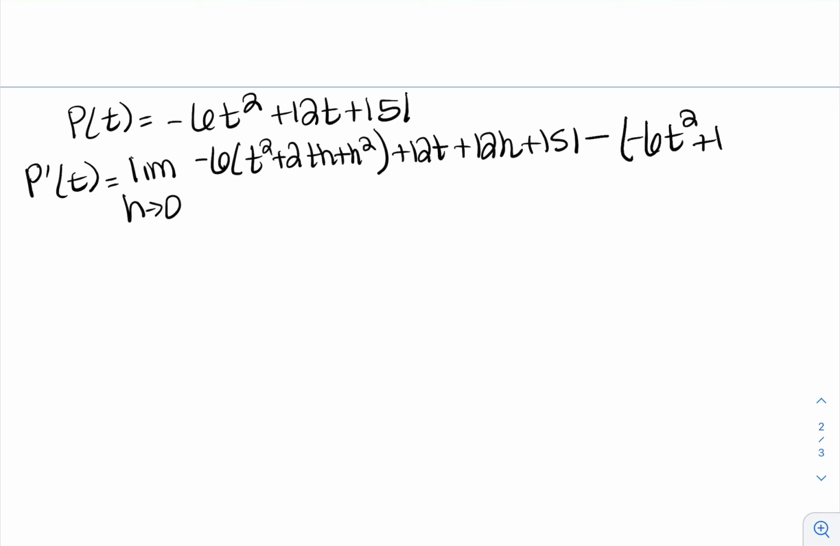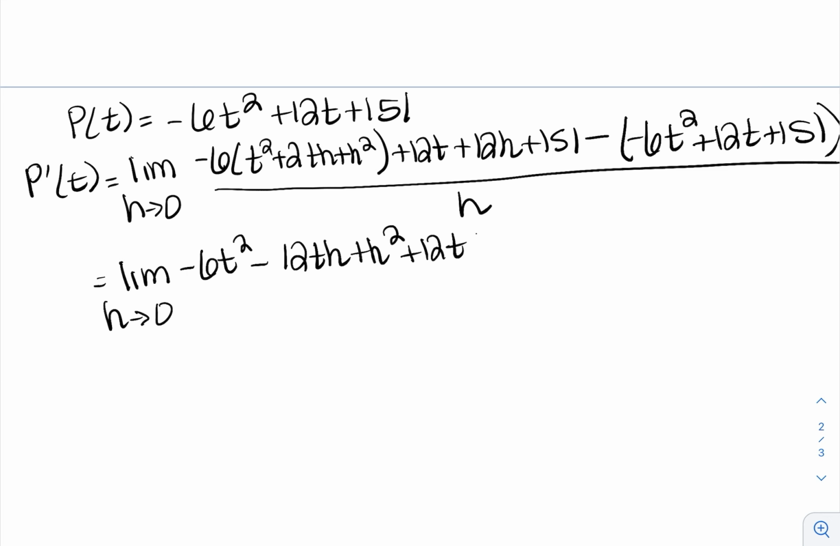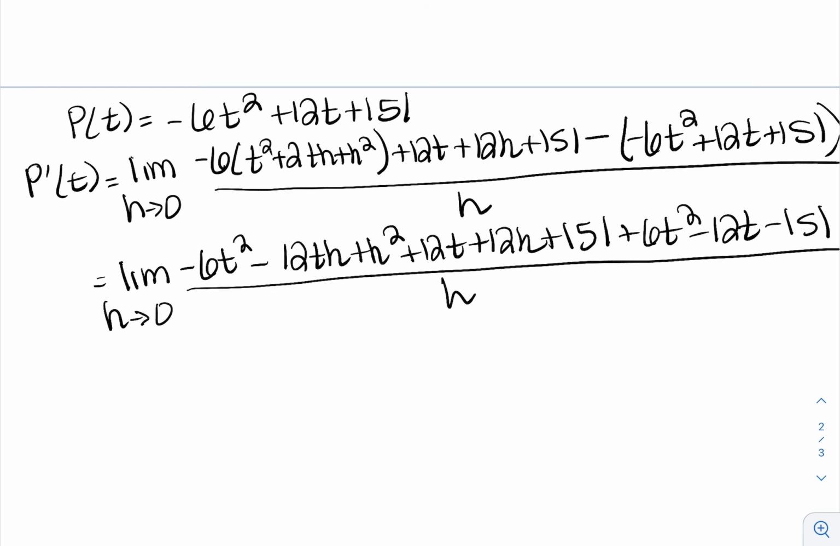I keep explaining how important it is. All over h. So we got to clean that up. And it's going to give me negative 6t squared minus 12th plus h squared plus 12t plus 12h plus 151. Distribute the negative, a positive 6t squared, a negative 12t, and a negative 151 all over h. Here's when the magic happens. The negative 6t squared cancels with the positive 6t squared. The positive 12t cancels with the negative 12t. And the 151 cancels with the negative 151.